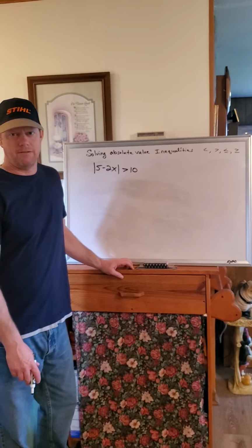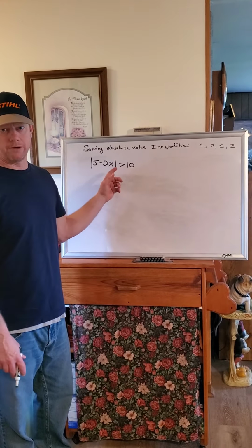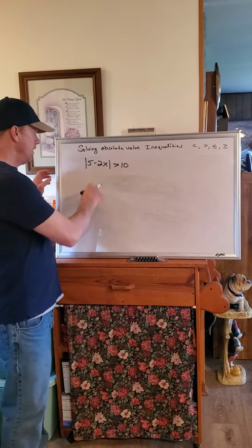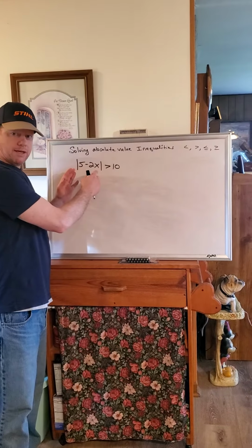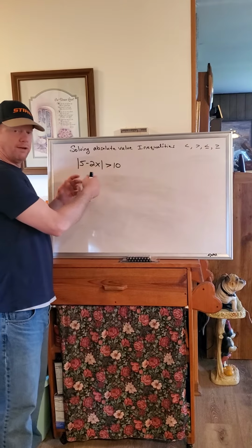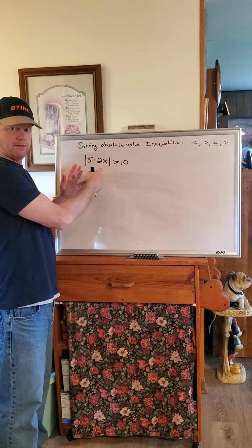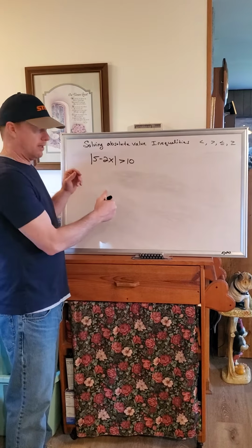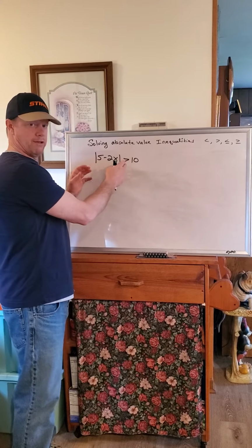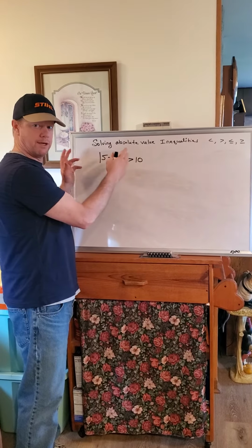Alright, this is how you solve an absolute value greater than or equal to. Once again, the absolute value part has to be isolated by itself on one side of the inequality. If it's not, you gotta get the absolute value part isolated. It is, it's ready to go. On absolute value greater than or equal to, here's how you set it up.